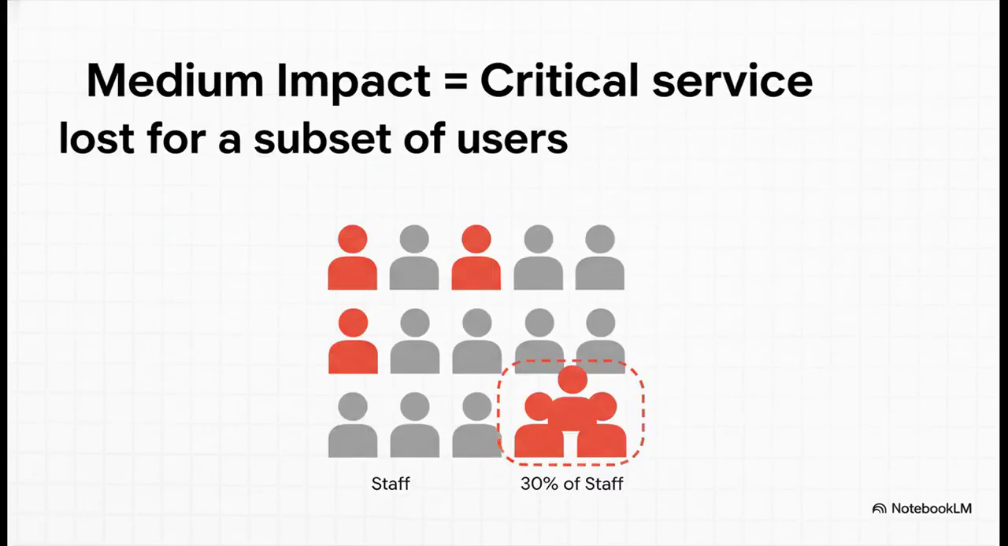And why is that? Because if you go back to the NIST definition, a medium impact happens when the organization has lost a critical service for a subset of its users. 30% is definitely a significant subset. See? Memorizing those definitions really pays off.